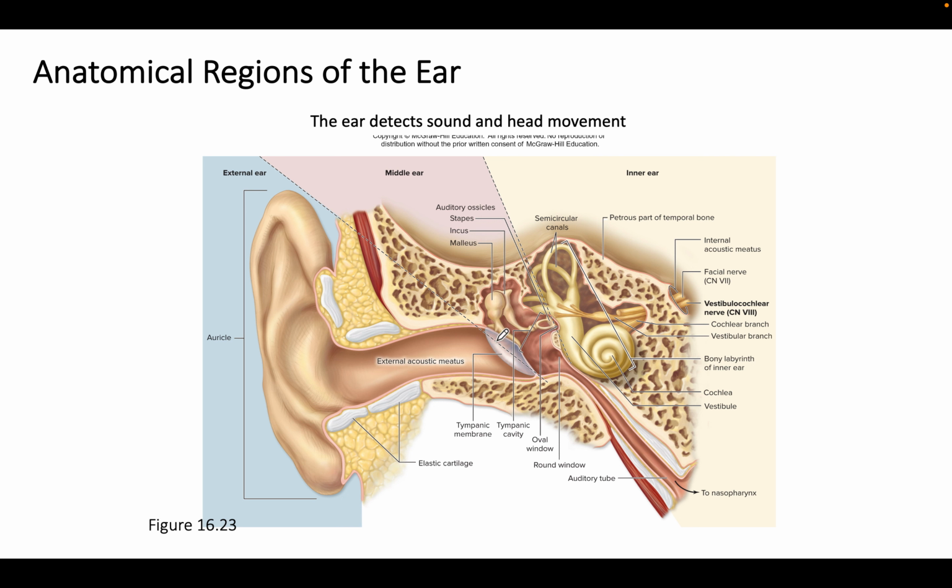So if we go here now, everything from this point to this point here is all middle ear. The middle ear is going to be composed of a couple of bones. It's the three smallest bones in our body, known as the ossicles. These are the malleus, the incus, and the stapes. And we'll talk about these in more detail in just a little while.